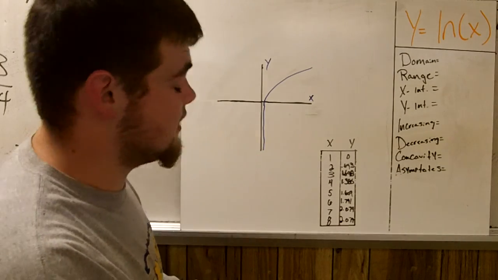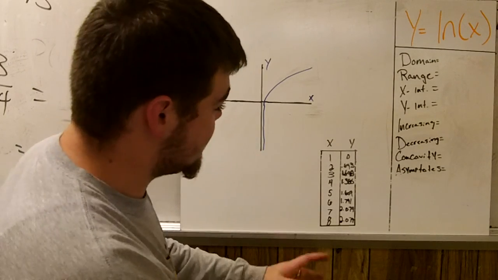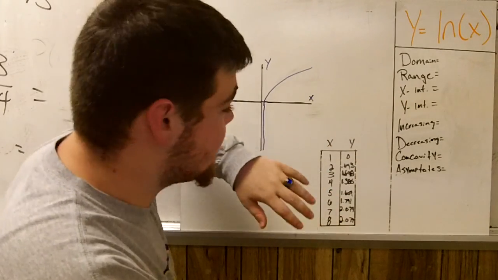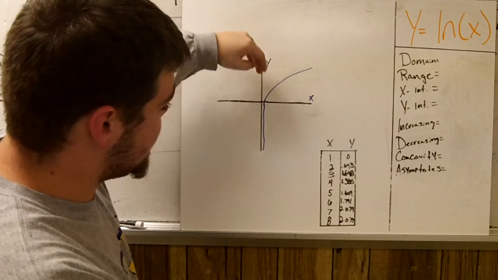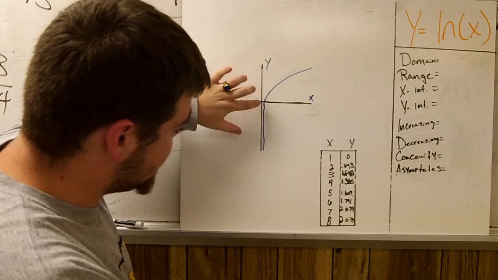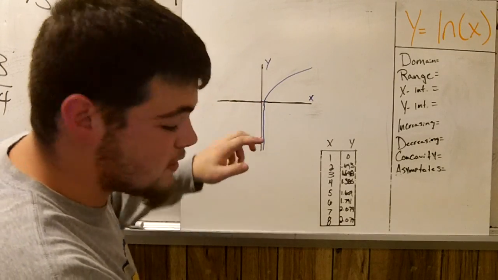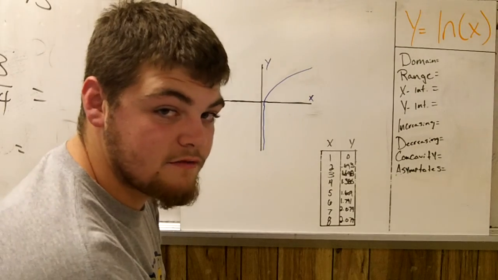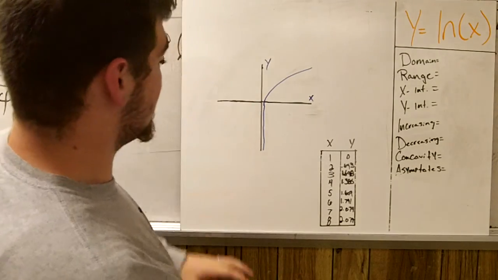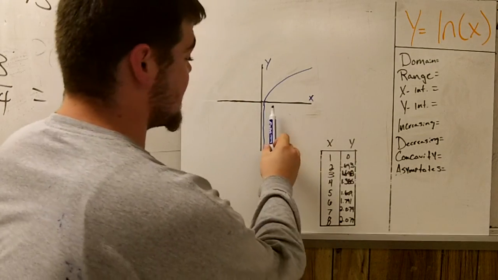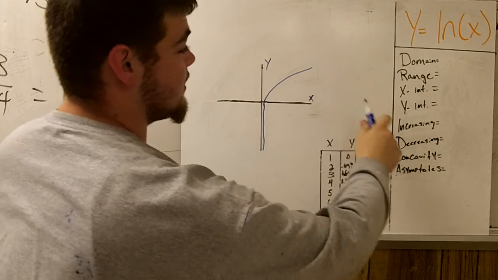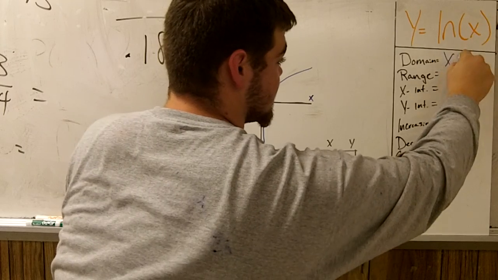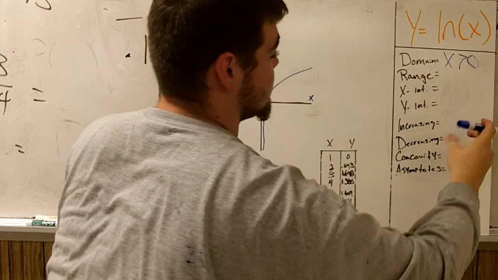Now for the characteristics. As far as domain, which is the x values, it never touches the y-axis, so you know x has to be greater than 0. It'll keep getting closer and closer, but it'll never actually touch. It can be anything greater than 0, because as you can see, the line just keeps running on. So x is greater than 0.